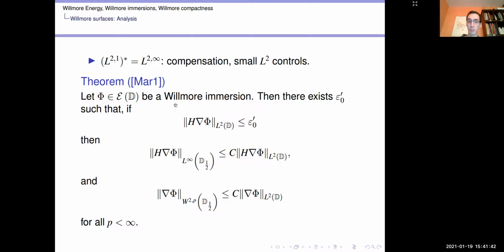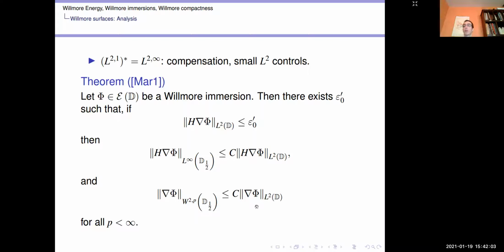This time we only assume that the trace part of the mean curvature is small, and we obtain this partial control with h nabla phi L infinity lower than h nabla phi L2. And this gives partial results on nabla phi, which is controlled in W2,p. So it's not smooth controls, but it's some control.